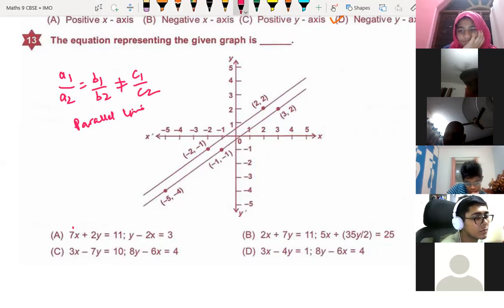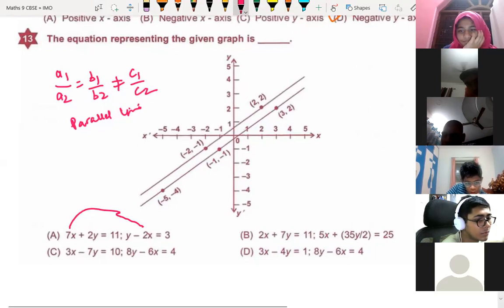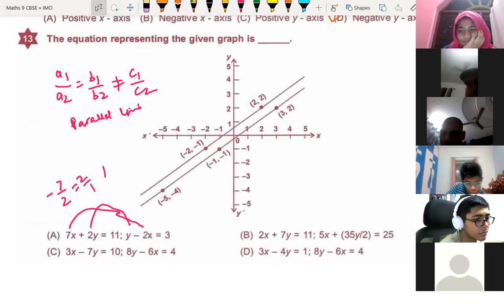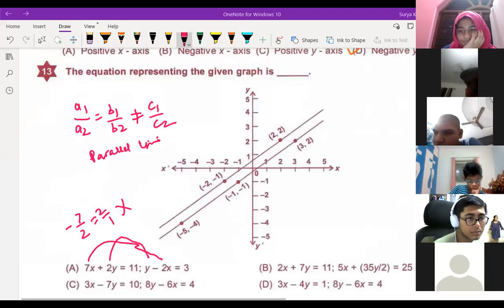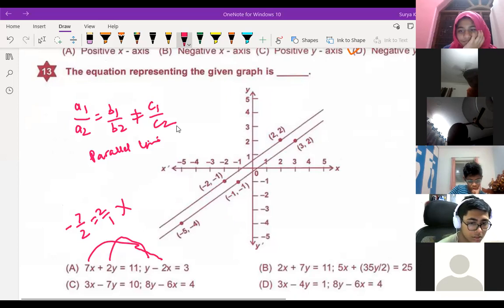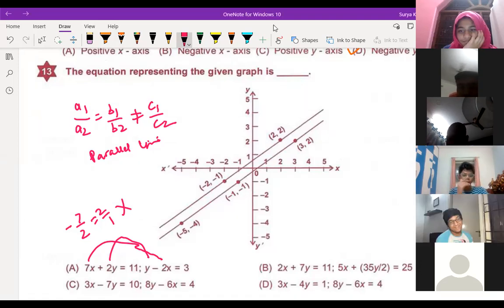So a1 by a2 means if you see here 7 and here 2, you should compare x and x. 7 by 2 means minus 7 by 2. And here is 2 and 1, so 2 by 1. So the first is not the answer. Now second, third you can check accordingly. Sir, answer will be D option. Yes, sir, option D.